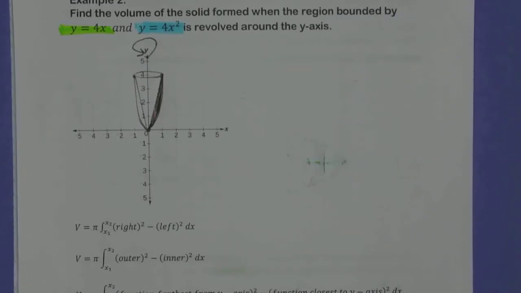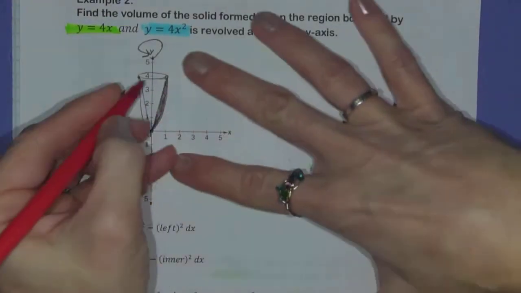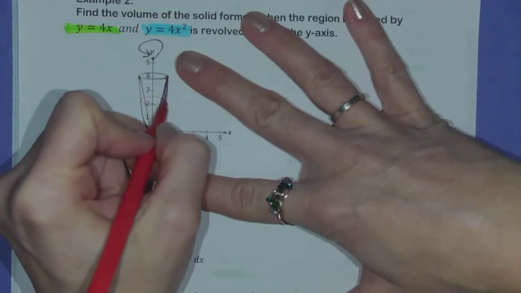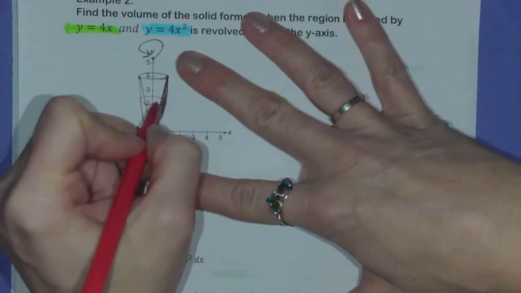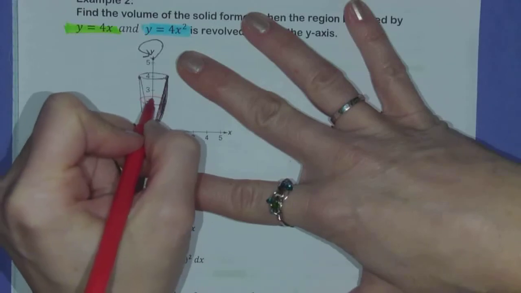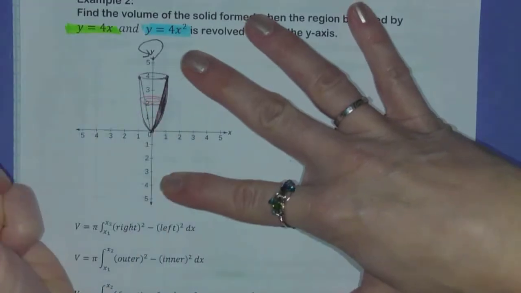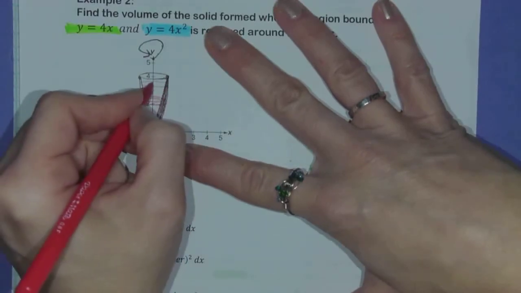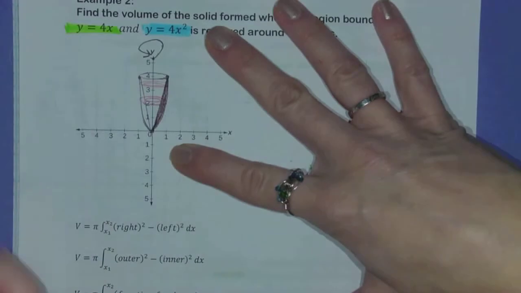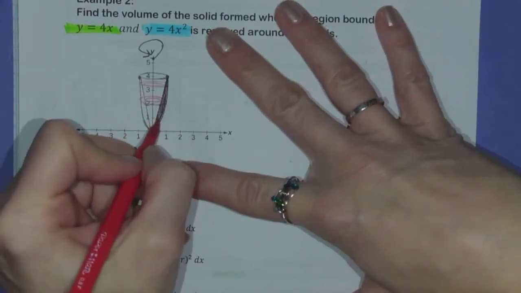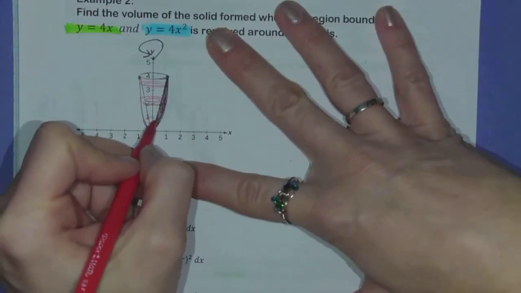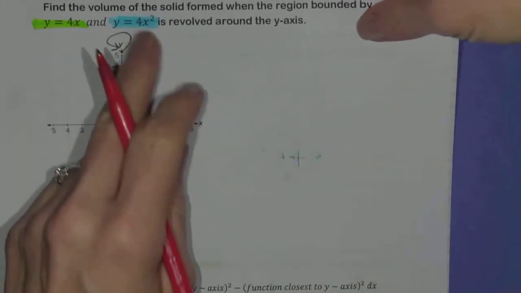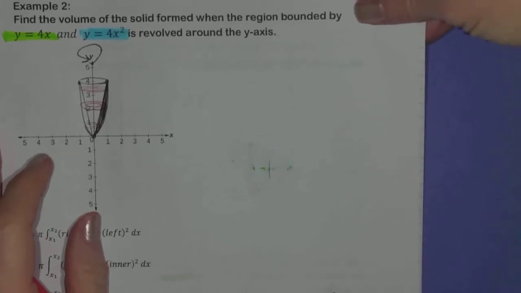So let me draw a couple of these cross-sections. So one cross-section, if I draw it here, would look like this. So I would draw my big circle minus my little one right here. If I did a larger one up at the top, big, and then little, and I could do a smaller one down here, big and little. It's kind of hard to draw them when you're dealing with such a small space here, but that's the idea.